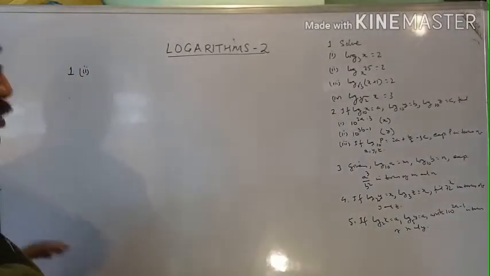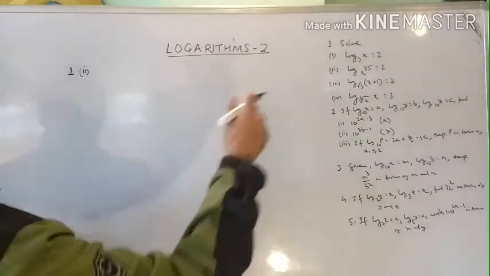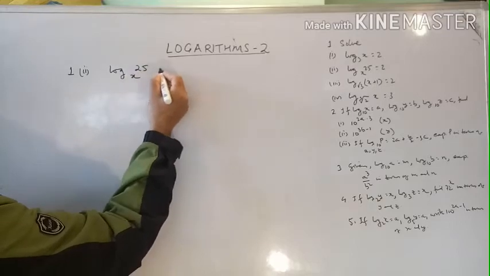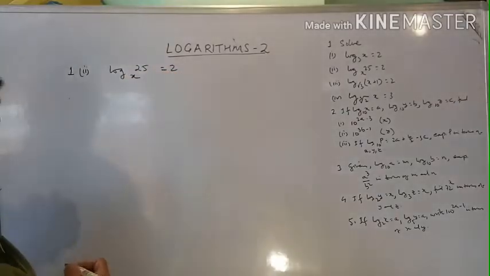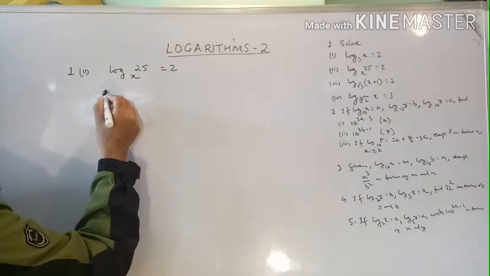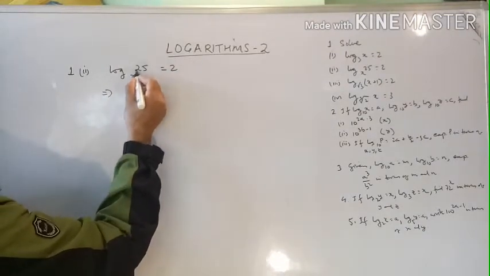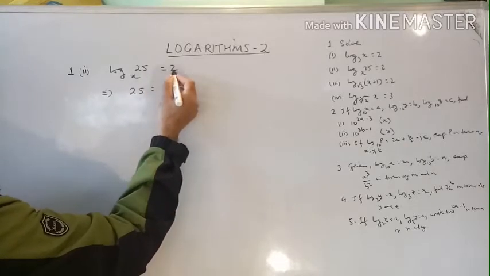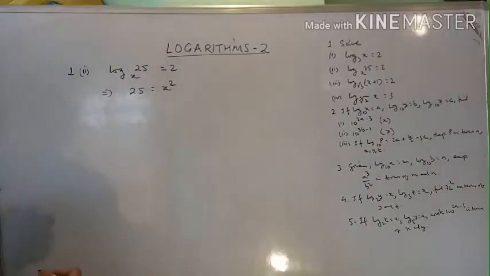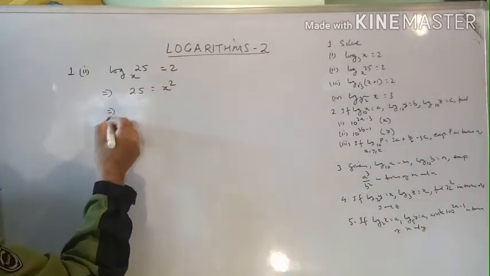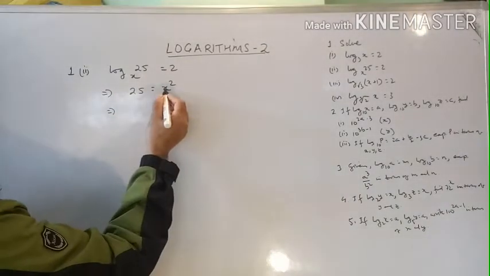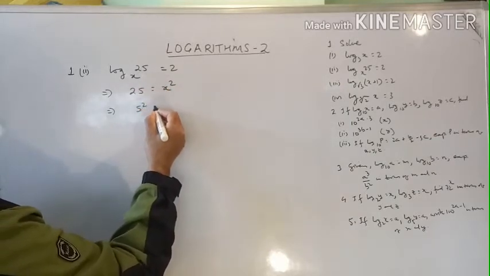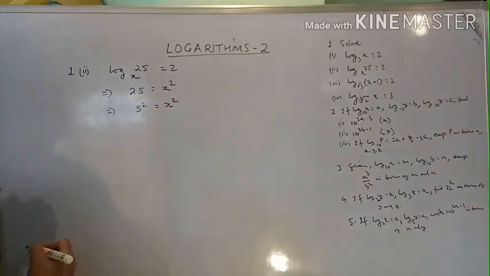Number 1, part 2. So here the position of x changes. So log of 25 to the base x equal to 2. Okay, so here also we solve for x. Now you know how to change into exponential form. The number is 25, the base is x, and the logarithm is the exponent, so x square. Now x is in the base here, so we make exponents equal on both sides, so we write 25 as 5 square equal to x square.